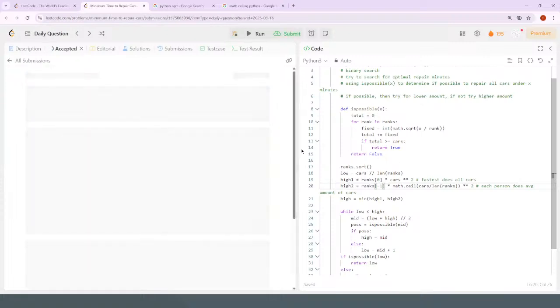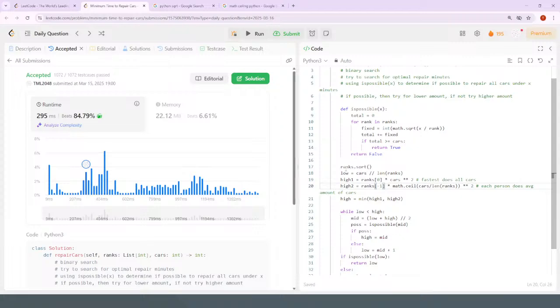Because that saves one more little bit, though it didn't do very much. The low is going to be all the cars divided by... is that the low number of minutes? Yeah, I guess if there's 10 cars and there's 5 people, and each person does 2 cars, then you need to have that number of minutes. Yeah, I think that's correct.